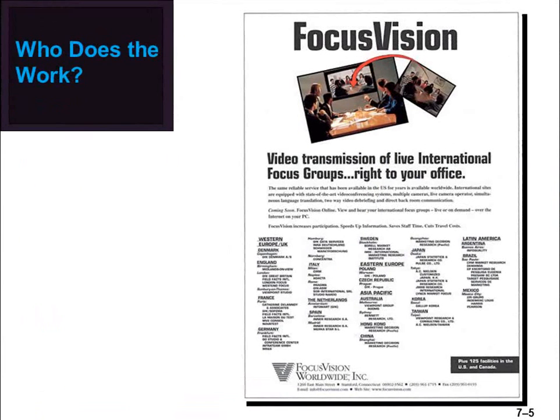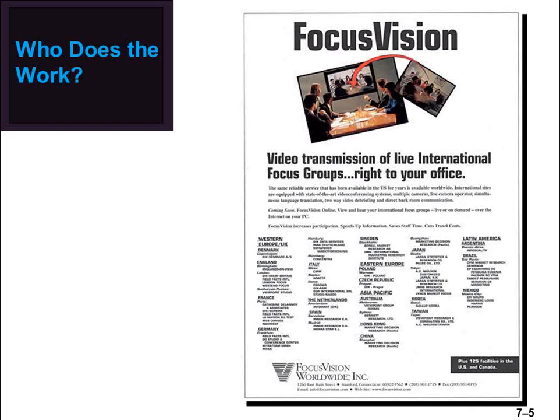Many different individuals and organizations are involved in marketing research. Some large organizations have their own internal marketing research departments. Most organizations needing marketing research use external suppliers, such as custom marketing research firms or firms that specialize in focus groups, like the ad here, Focus Vision Worldwide Inc. These firms can either be very general in their approach or very specialized.